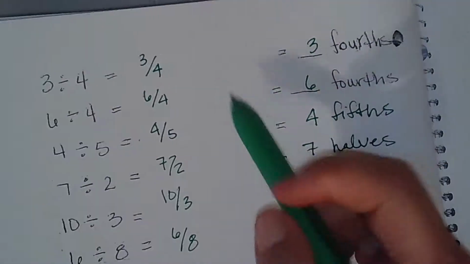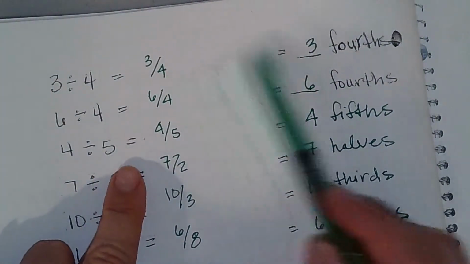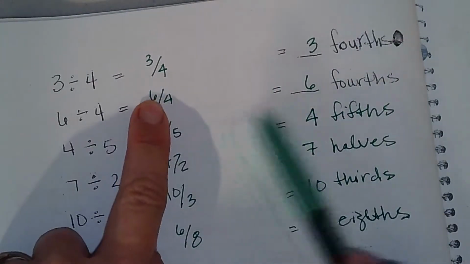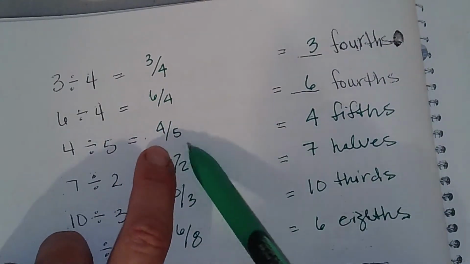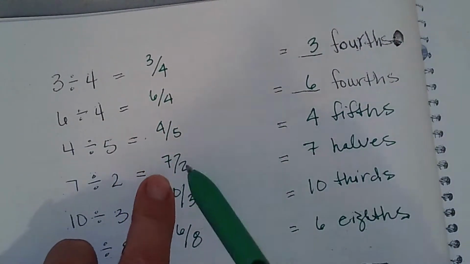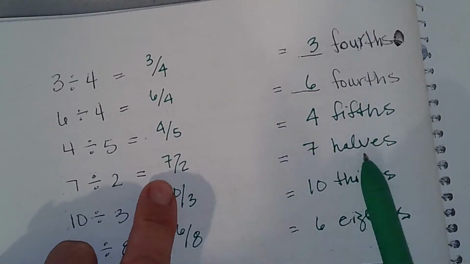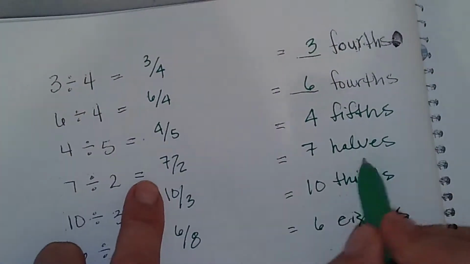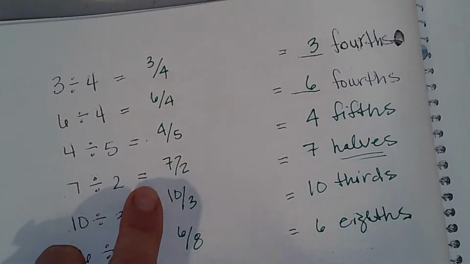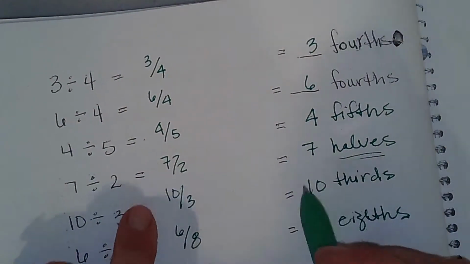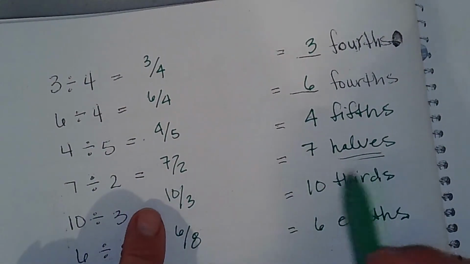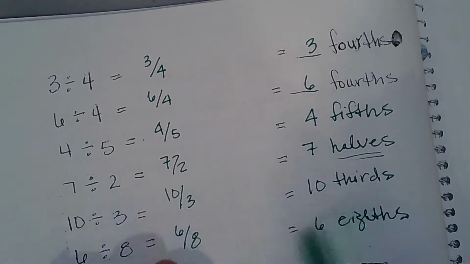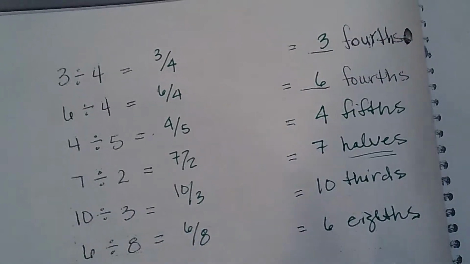All right. So did you end up with 3/4, 3/4, 6/4, 6/4, 4/5, 4/5, 7/2, 7/2? Make sure you write the word halves, not 7/2s or 7 seconds. It would be 7 halves. 10/3 and 6/8.